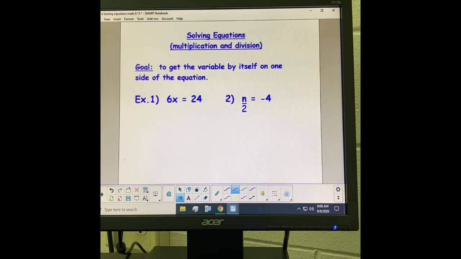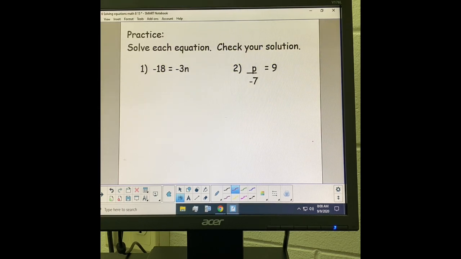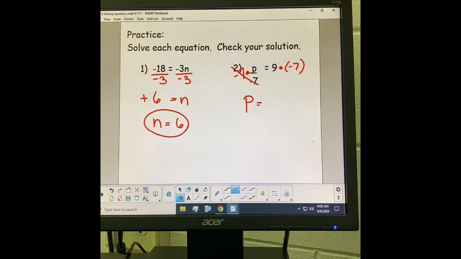If 6 is multiplying to x, the opposite of multiply by 6 is divide by 6. So we do opposite operations and divide both sides by 6. N is dividing by 2, so the opposite of dividing by 2 is multiplying by 2. Continue to work on these examples using opposite operations. Isolate the variable. Continue to work on all of these equations and check your work and bring back any questions you may have to class.